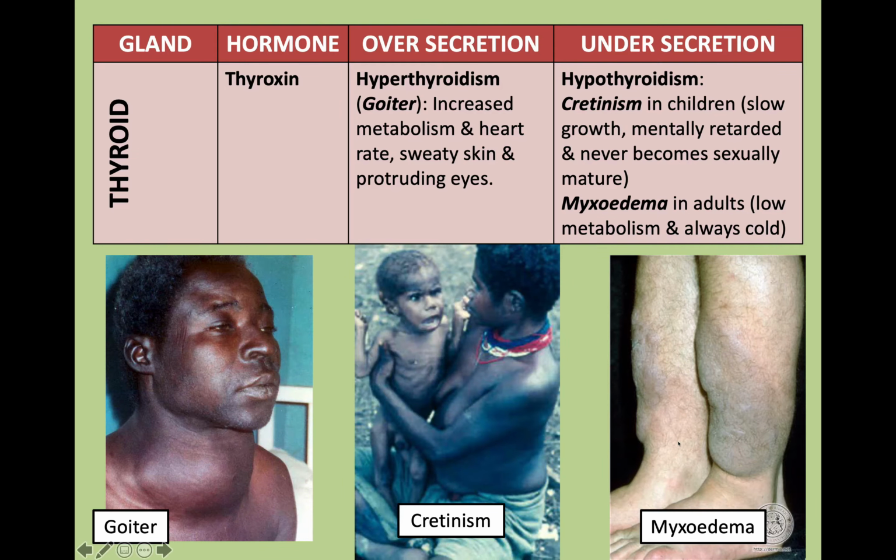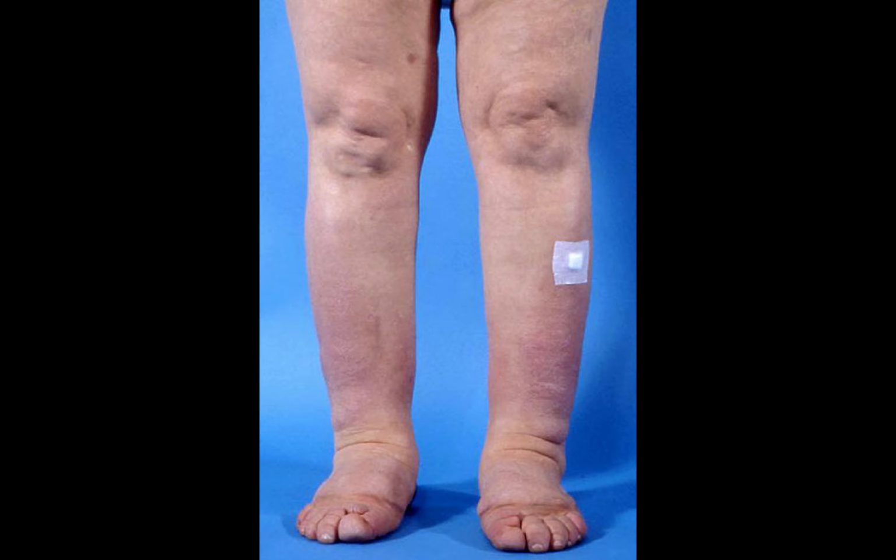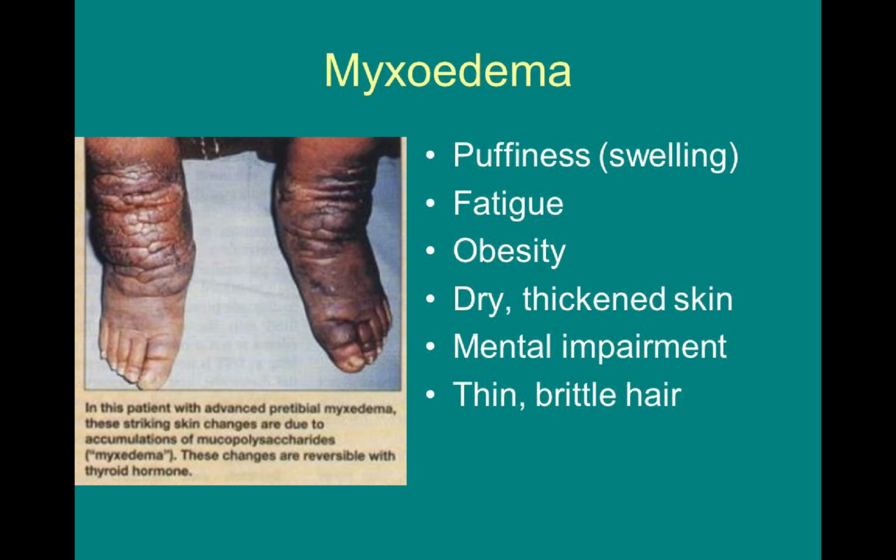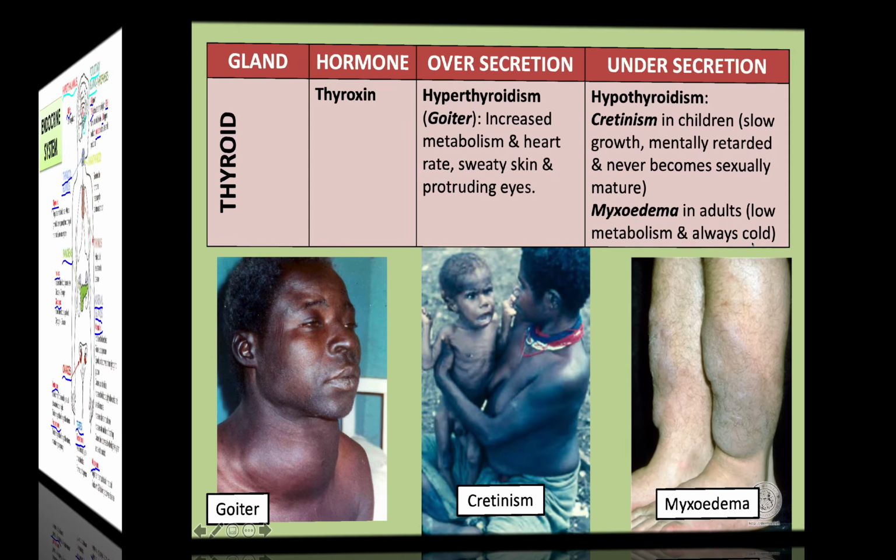In adults, on the other hand, it leads to a condition called myxedema, where the person will experience a decreased metabolic rate or a low metabolism, physically lethargic, right? So the person is always going to be feeling very tired. There will be weight gain as well as thickening of the skin. The person will also appear always cold.